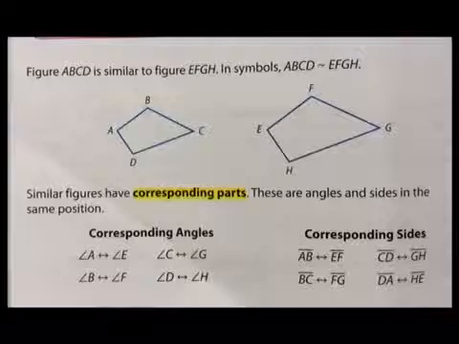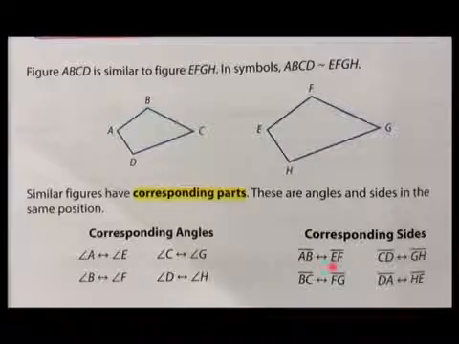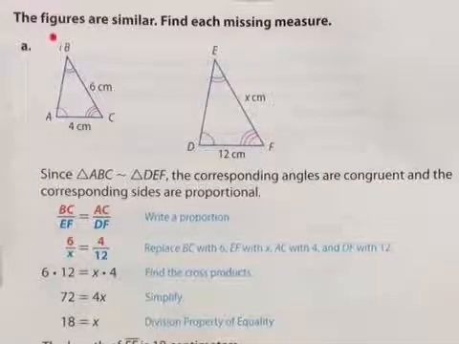And now the sides. So we call the sides by the endpoints. This is side AB, this is side AD, this is side DC and BC. You see them? So AB, the corresponding side is EF. AB, EF. Okay? I hope this is making sense. Okay, so the figures are similar.